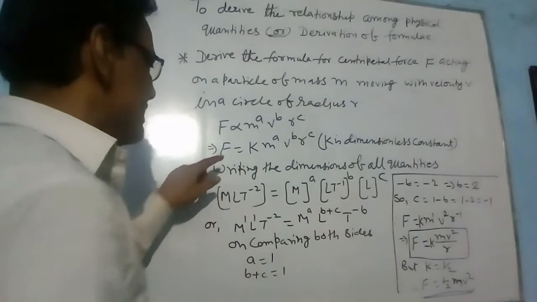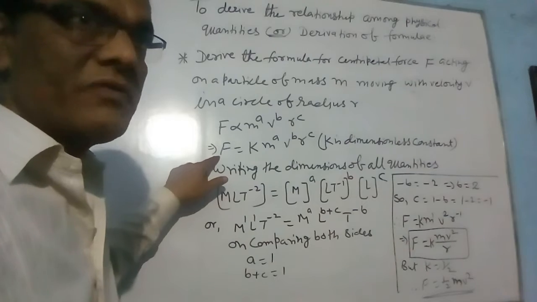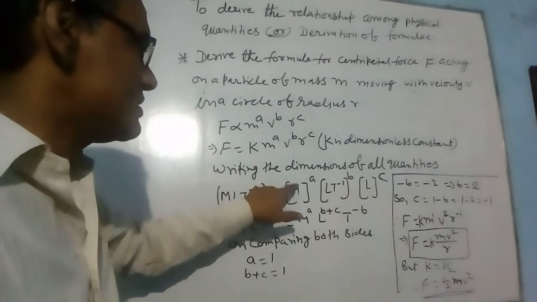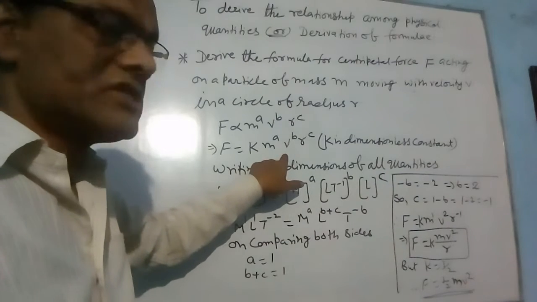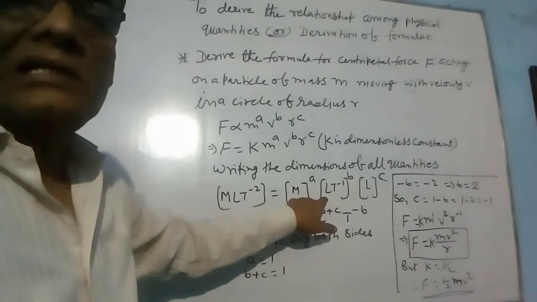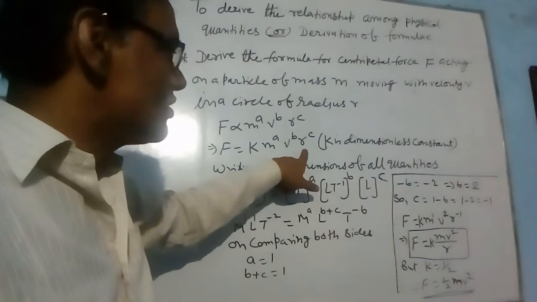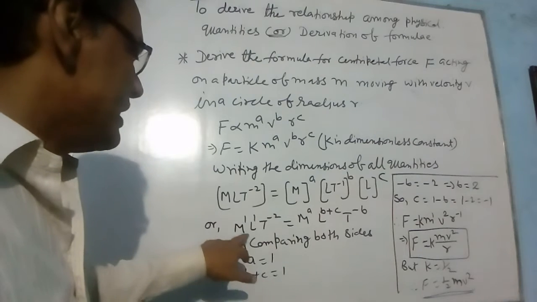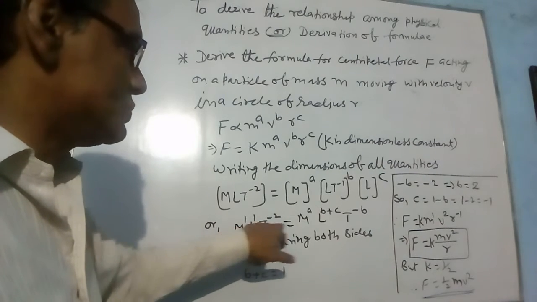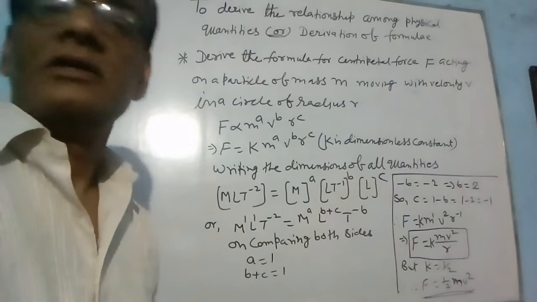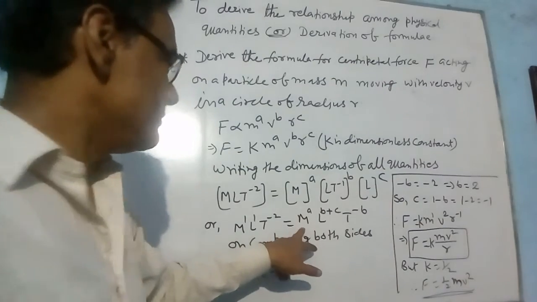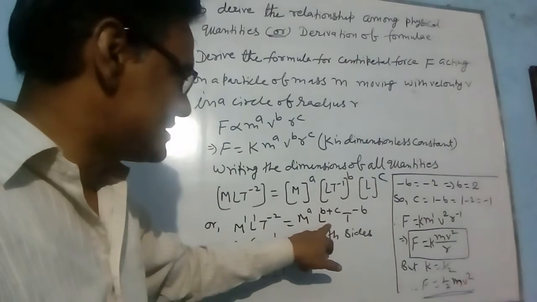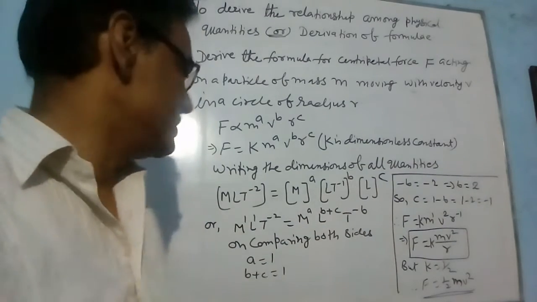So the dimension of force, MLT^-2; dimension of mass m to the power a; dimension of velocity, LT^-1, to the power b; dimension of r, that is radius, L to the power c. So M^1 L^1 T^-2, or here by using the rule of indices, M to the power a, L to the power b plus c, and T to the power minus b.